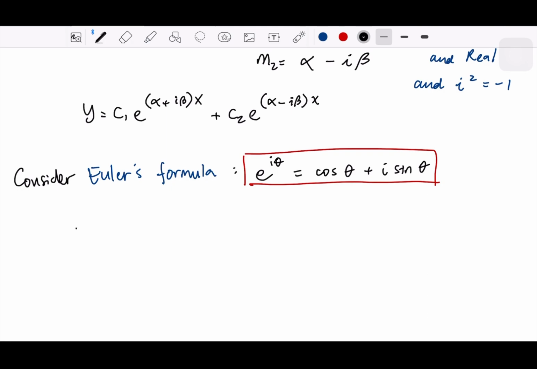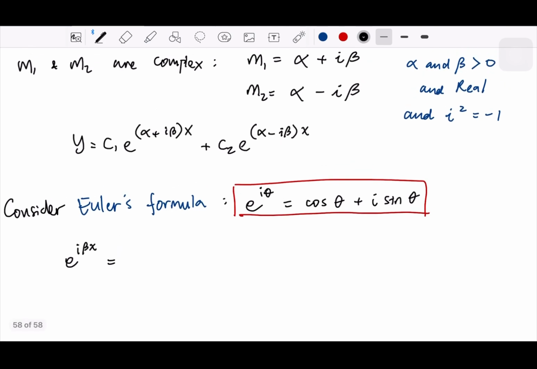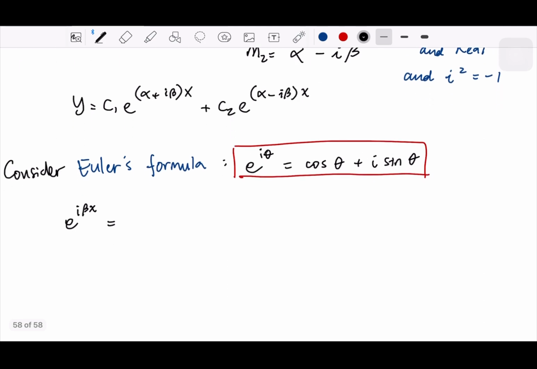So if we have e to the imaginary number beta x, from our expressions, this will equal cosine beta x plus i sine beta x. And then we have also e to the negative imaginary number beta x. This will equal cosine beta x minus i sine beta x.